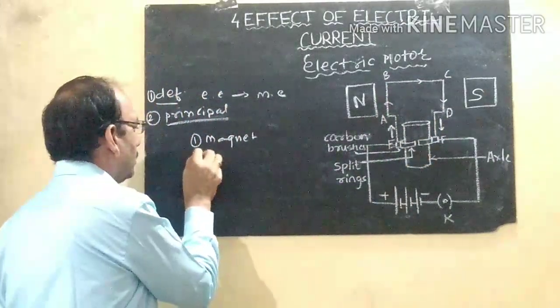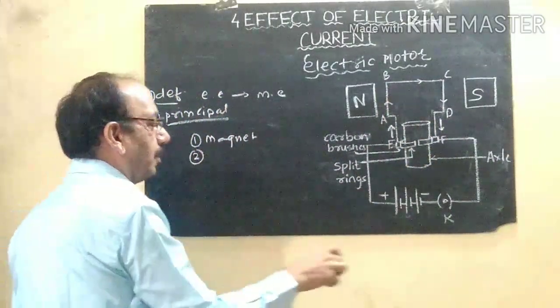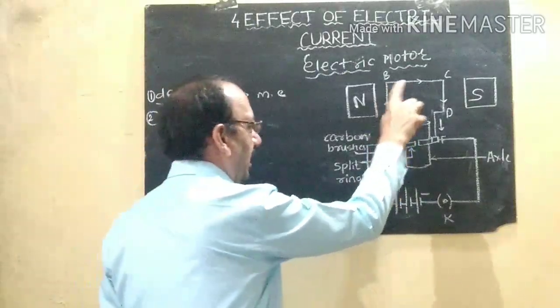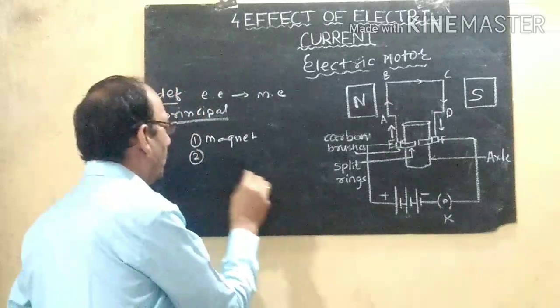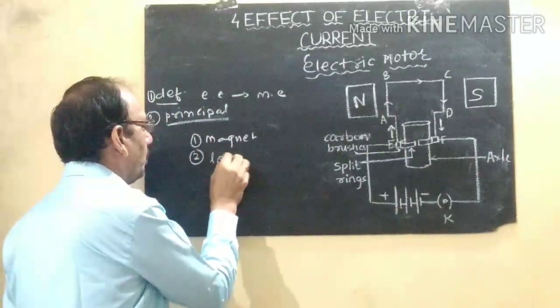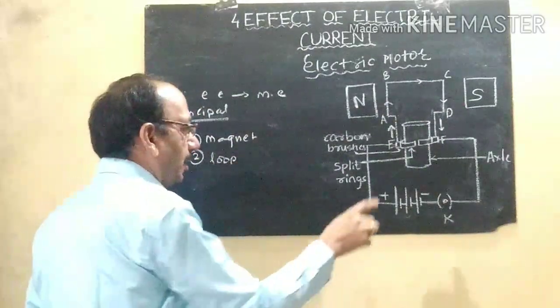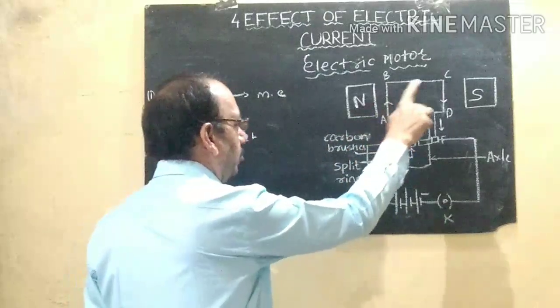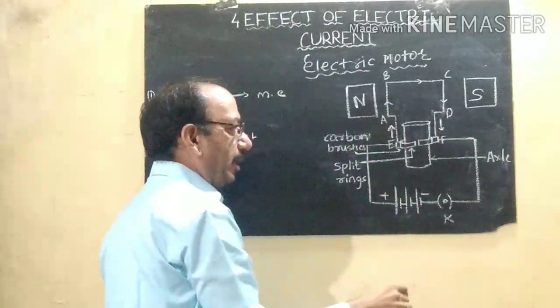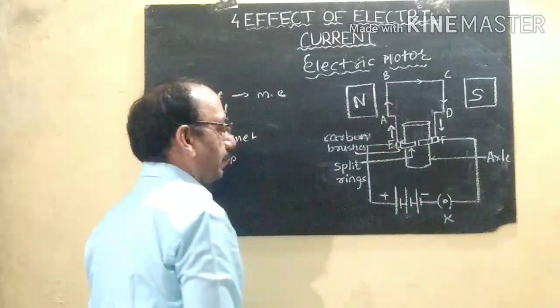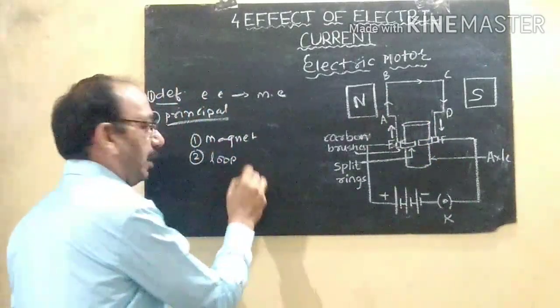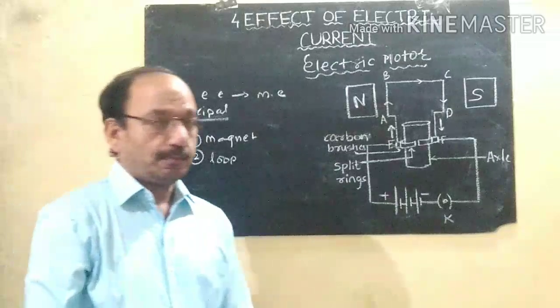The second component of electrical motor is this rectangle core, also known as a loop. This rectangle loop is made of soft iron, and it is wound with resistive copper wire, and this is also known as an armature coil.